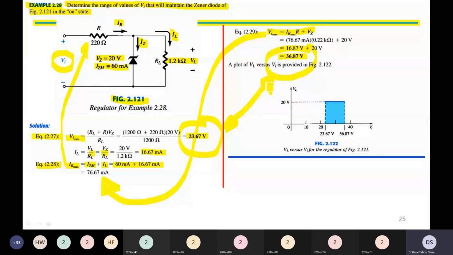Excuse me, sir, what if the voltage exceeds 36.87 volt level? Yes, so what will happen if our input voltage exceeds 36.87? So let us take input voltage equal to, let us say, 50 volts, correct?